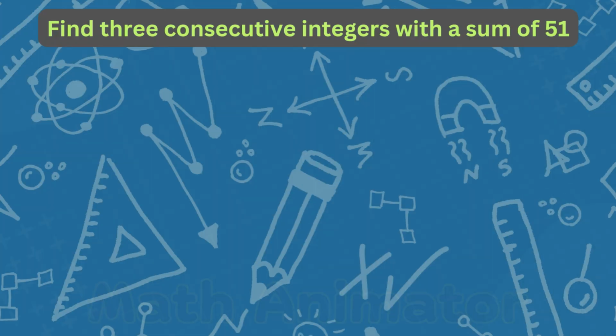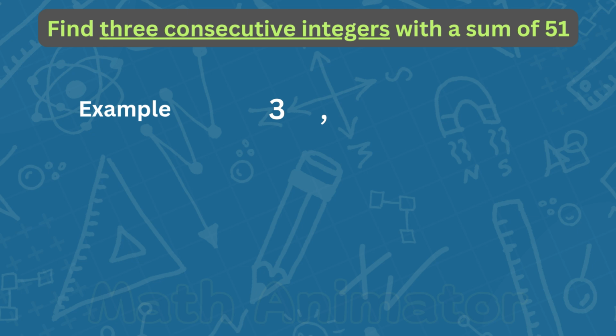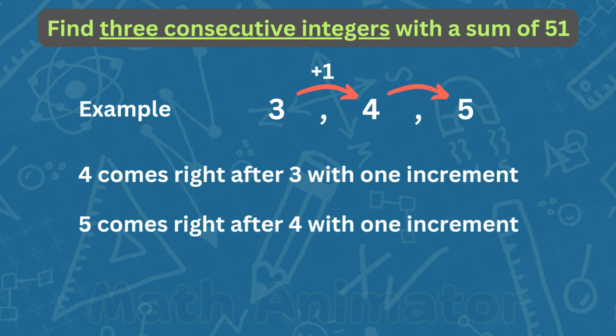In this video, we'll solve an algebra word problem involving three consecutive integers whose sum is 51. Consecutive integers are integers that follow one after the other in order, increasing by 1 unit each. As an example, 3, 4, and 5. 4 comes right after 3 with 1 increment. 5 comes right after 4 with 1 increment.